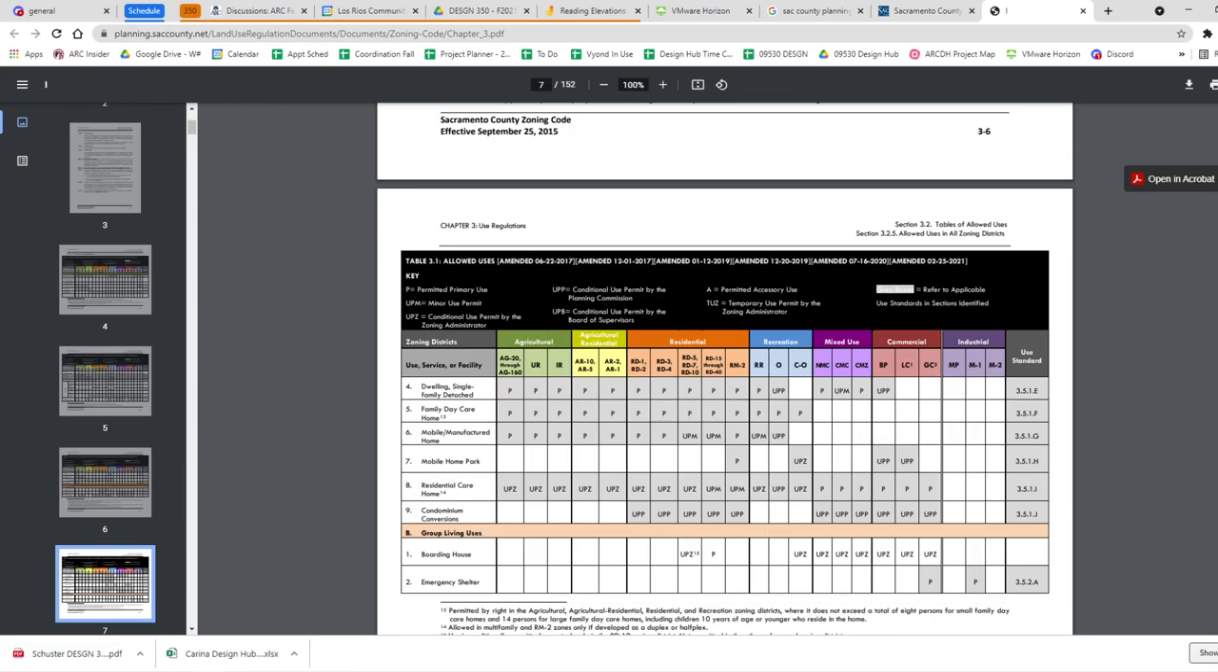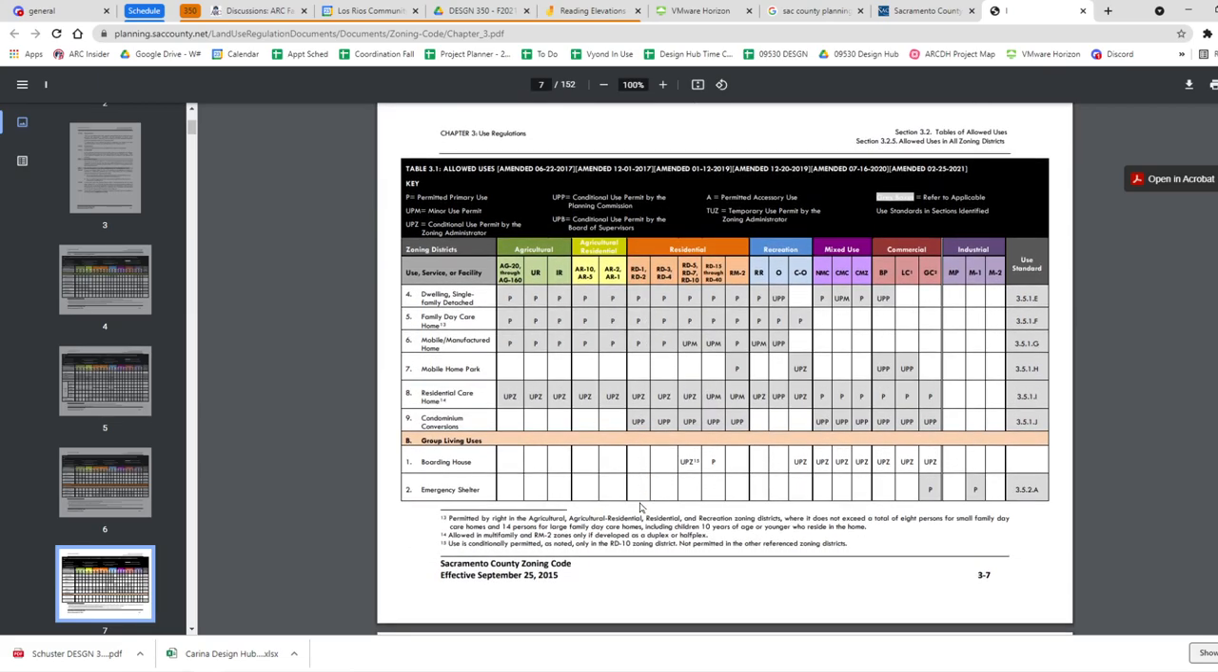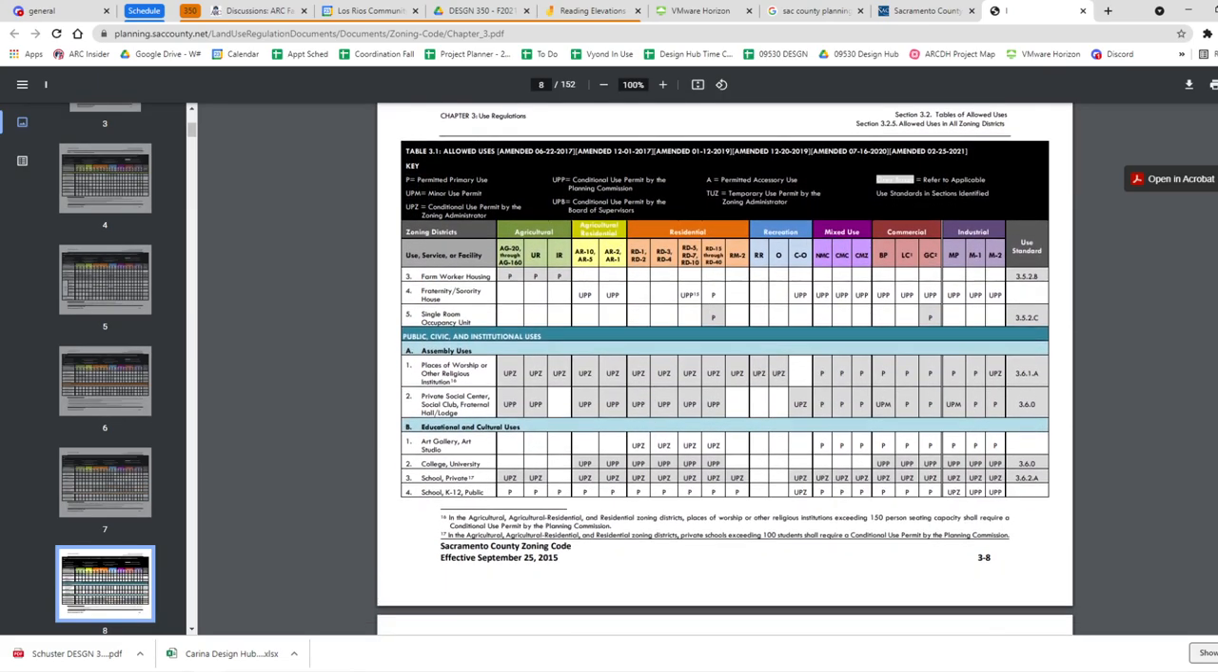And since residential 2 is allowing a second one to become on, we're allowed to put a mobile home or a manufactured home or a tiny home on without needing any further zoning now. Residential care home, condominium conversions, those are not necessarily going to be allowed. Places of worship, private social center, college or university. Isn't that interesting?